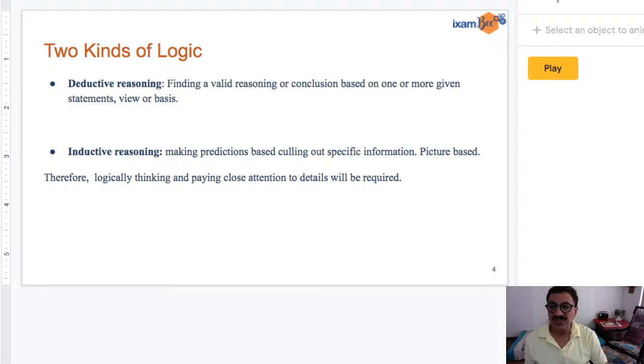So are we clear on deductive reasoning and inductive reasoning? We are going to concentrate on deductive reasoning here. Are we clear on that? Yes or no? Can someone say yes or no?